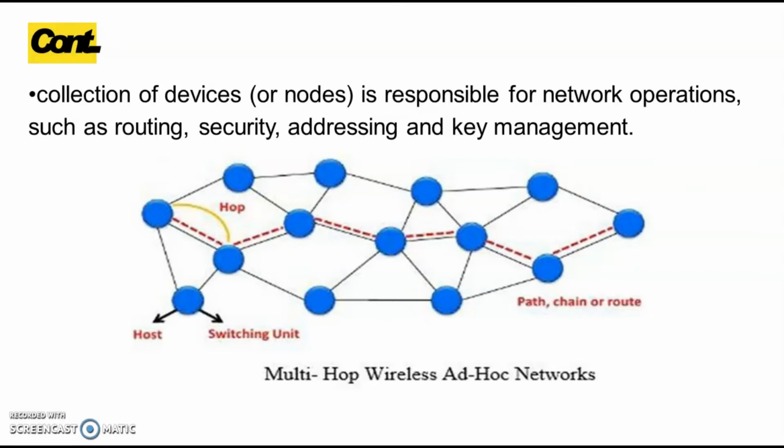All the routing functions, security functions, addressing issues, key management, all these functions are performed in this network. So by this single ad hoc network, we can make some communication from one device to another device. So this is a multi-hop wireless ad hoc network. Multi-hop means for a single node, two or more hops are there, and we name it a multi-hop device. So this is a multi-hop wireless ad hoc network.